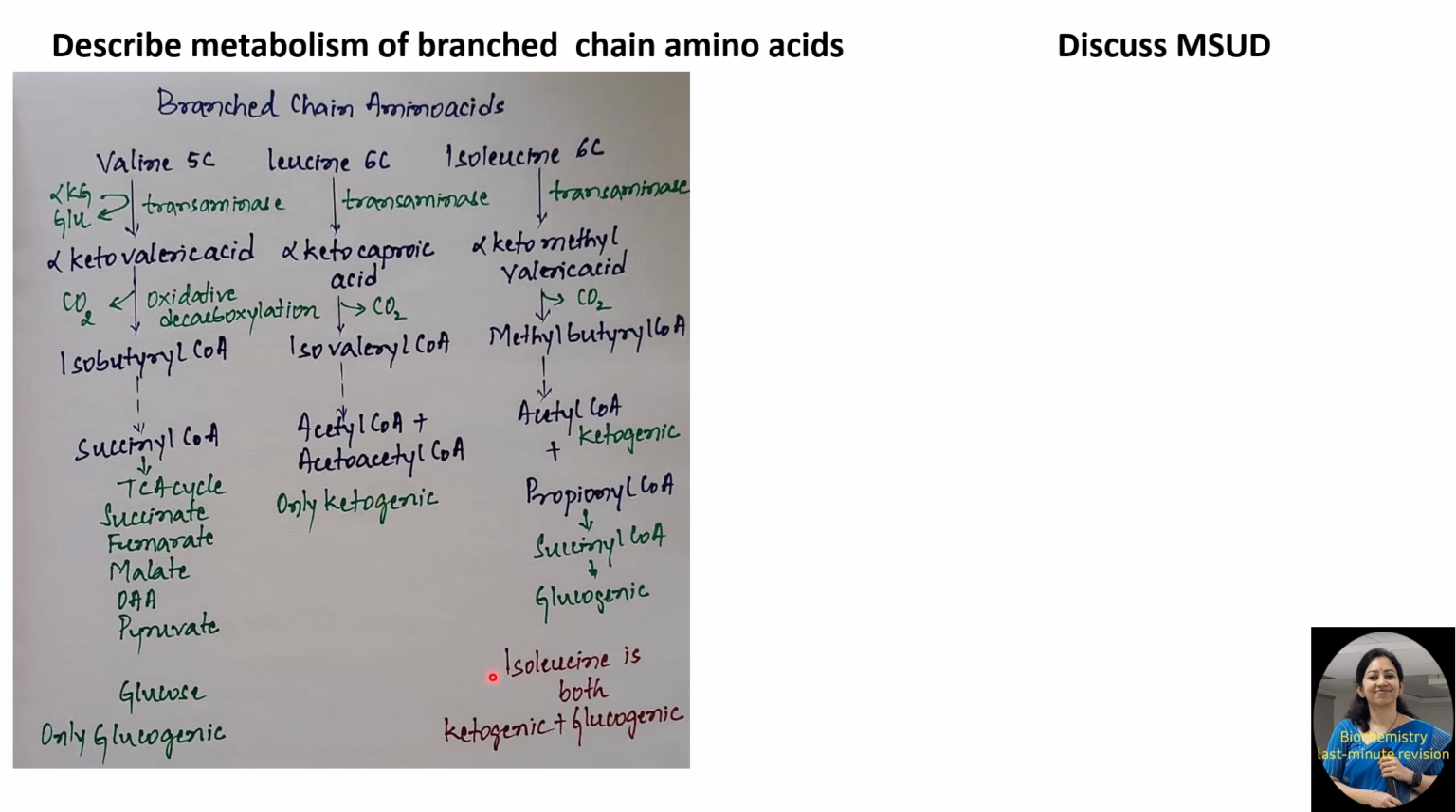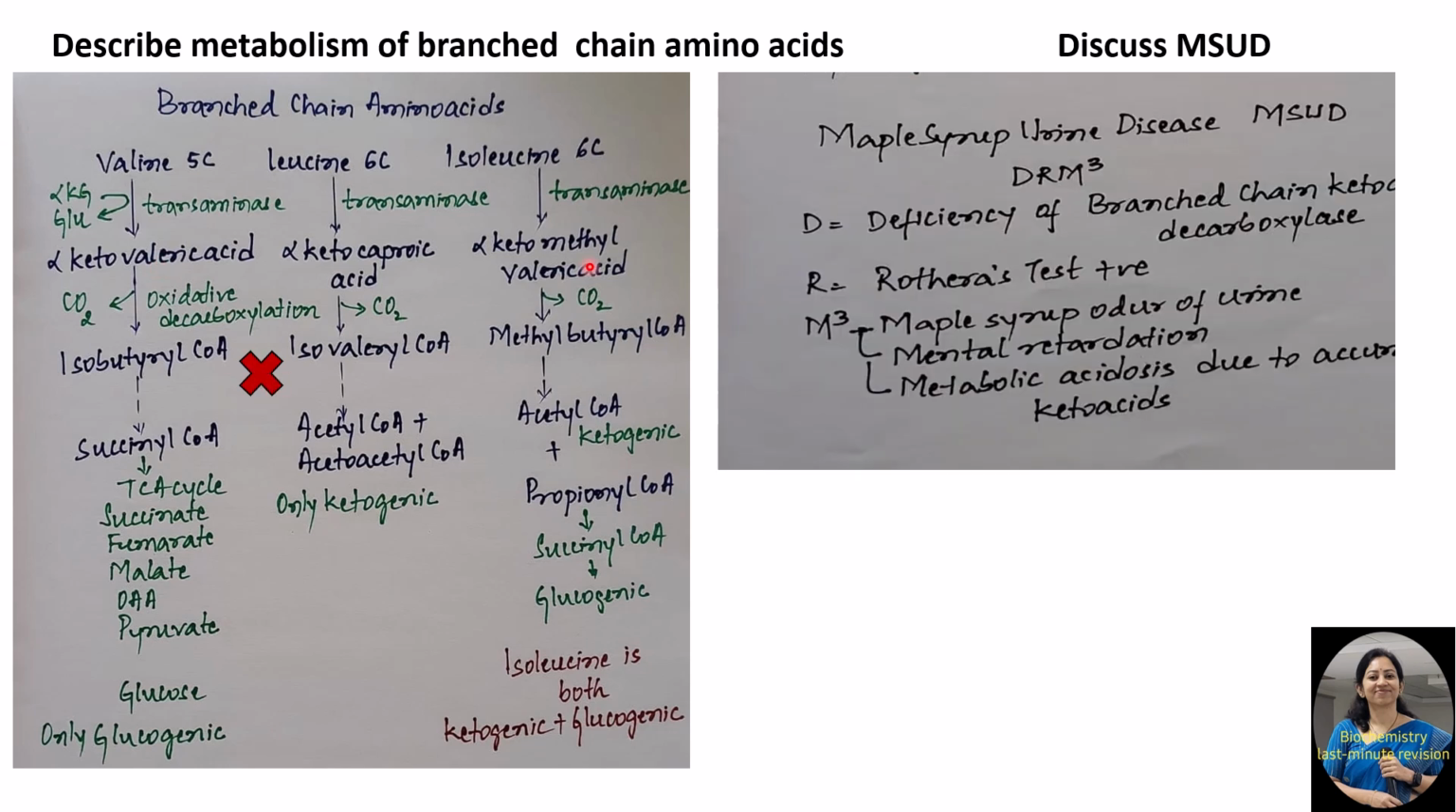Okay, so one important inborn error of metabolism associated with branched chain amino acids is maple syrup urine disease, and this can be asked as a 5-marker or a case-based question. Discuss maple syrup urine disease. So the oxidative decarboxylation of keto acids is deficient here. So keto acids will accumulate in the child's body and they get excreted in urine. And this urine has a burnt sugar odor and hence the name maple syrup urine disease.